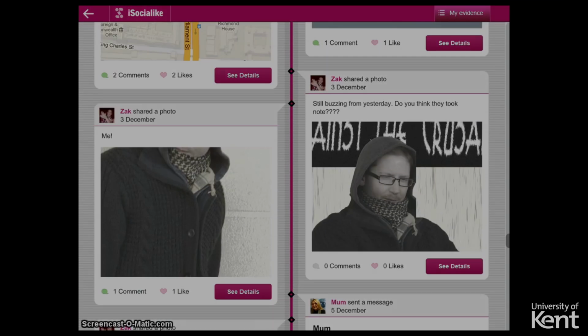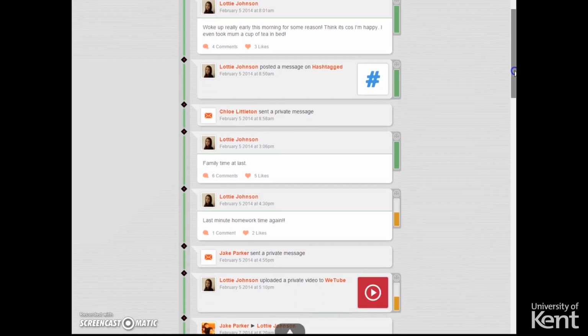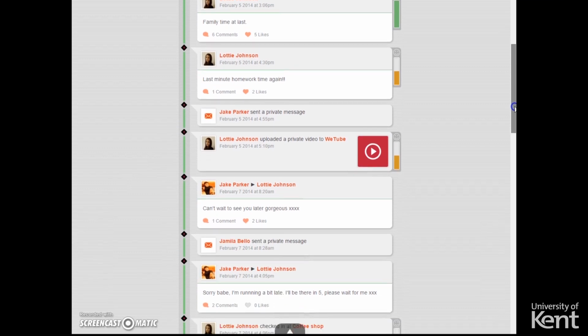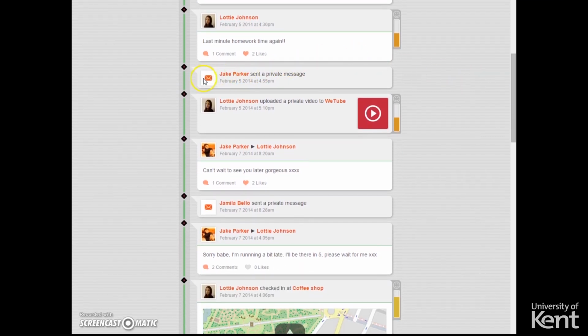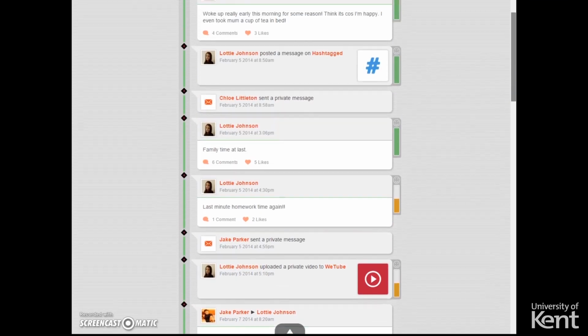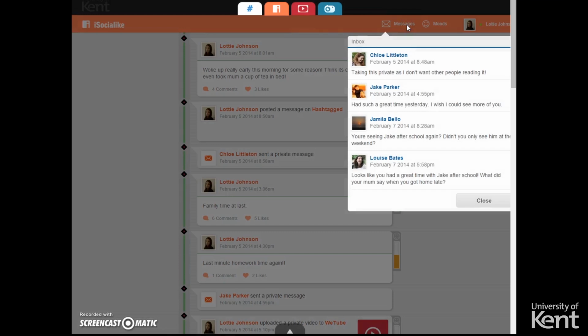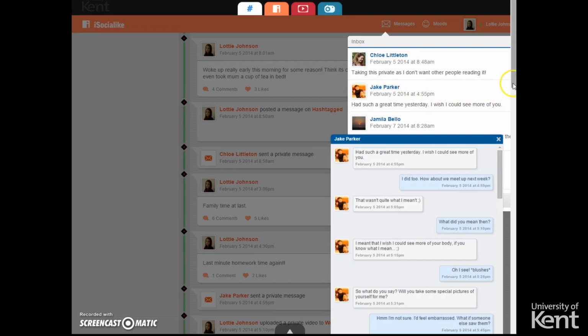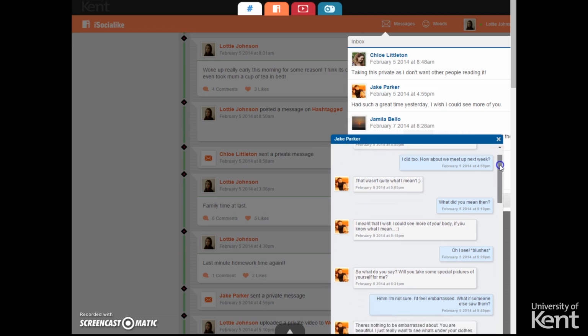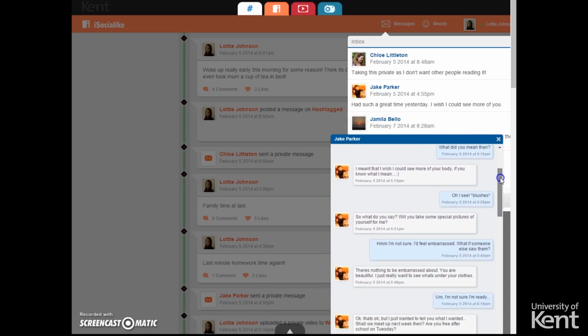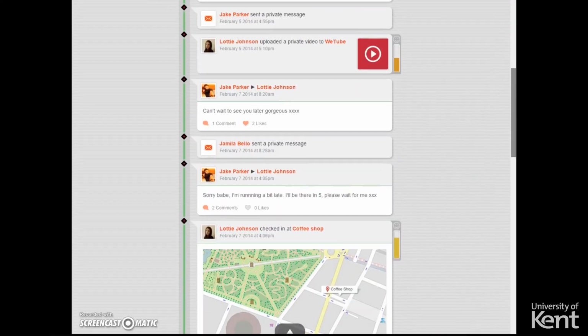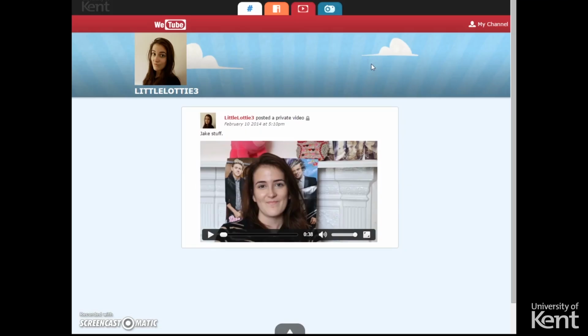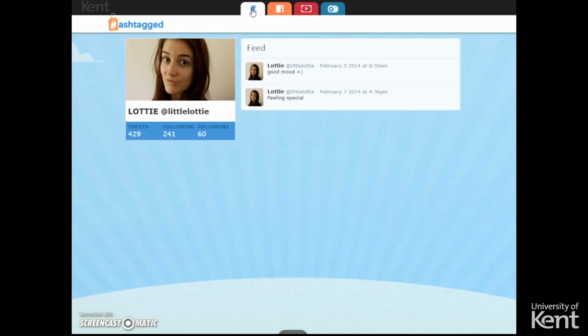Looking Out for Lottie is our most recent simulation, and that is on child sexual exploitation, and that looks at a story of a young girl, a seemingly ordinary young girl going to an ordinary school, and looks at how she is groomed by Jake, who is an 18-year-old young man, and how initially she feels really flattered that she has the attention of this older young man, and it looks at the processes and techniques that he uses to groom Lottie, and that's done through the iSocialite Facebook type page, but also through the use of WeTube and hashtag, which is an alternative to Twitter, and an Instagram alternative also. So he uses a variety of different social media to groom her.